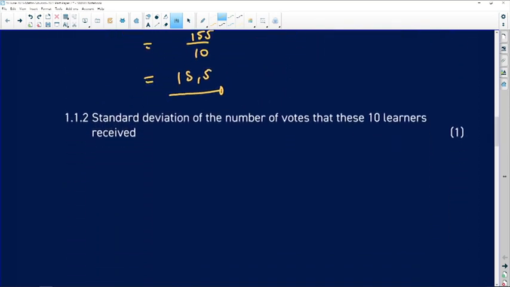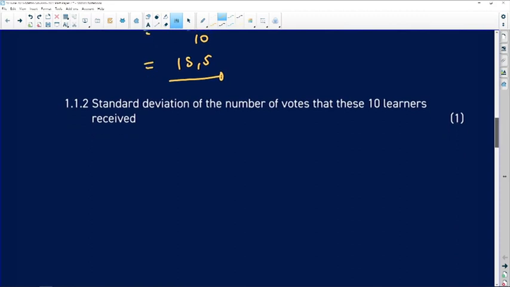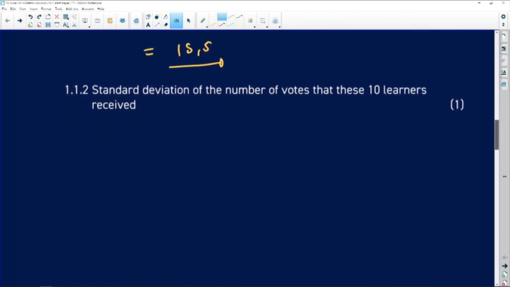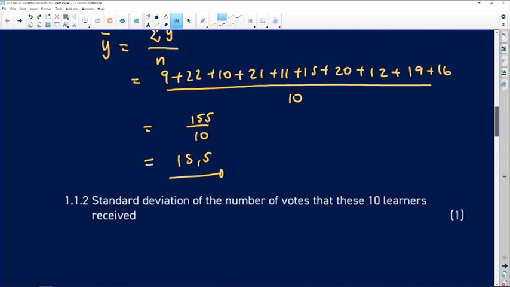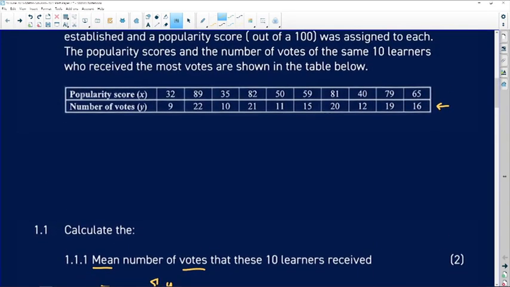Now, the second question is asking us to work out the standard deviation of the number of votes of these 10 learners. So I think if you look closely at what's going on in this question, they're now asking for the standard deviation. They're probably going to ask further questions about the standard deviation. So I'm going to go back and say something here. Because we are analyzing what we call bivariate data. This is true every time you're dealing with bivariate data, and bivariate data is basically where you are comparing two things, two quantities. In this case, we're comparing popularity versus the number of votes.